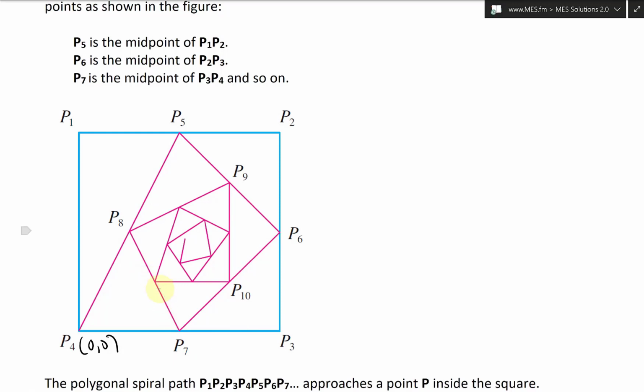And notice how it keeps going in between each half. So this one goes in between these, and then this 9 goes in between. So it always cuts into the half, and it keeps zigzagging all the way across in a jagged spiral. And so P7 is the midpoint of P3 and P4, P6 is the midpoint of P2 and P3, and so on.